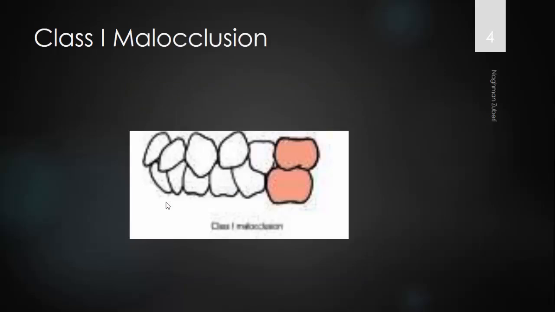When there is molar class 1 relationship, there are chances that there would be some crowding, some spacing, rotations of the teeth, or there could be bimaxillary protrusion, or some excessive overjet or overbite. So that is why we call it class 1 malocclusion.